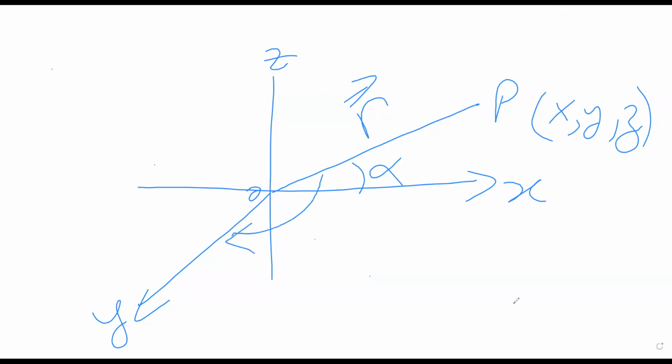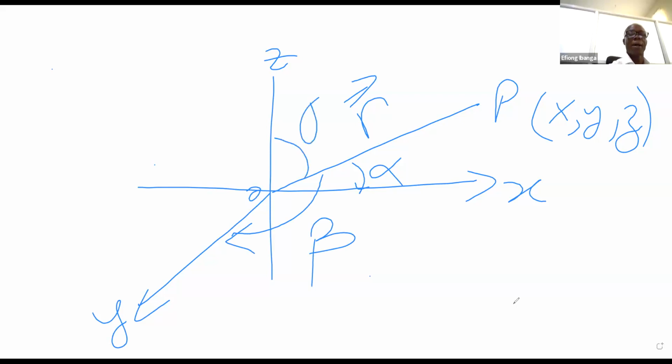This is beta, all right? With the y, that's with the y-axis. That's my position vector also makes an angle with the y-axis. So we call that beta. Then the angle which this my position vector makes with the z-axis, we call that gamma, like that.